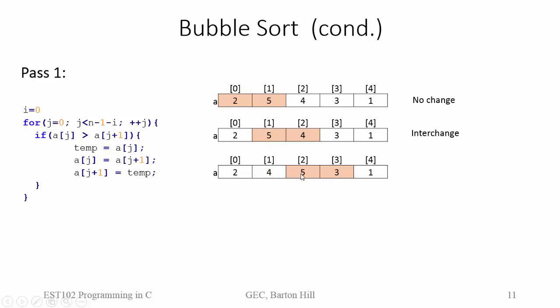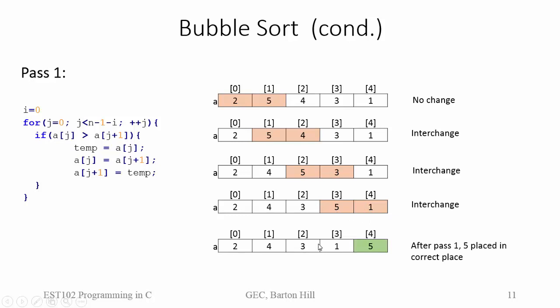Next, the next two adjacent elements are compared, so we compare a of 2 and a of 3. Here also a of 2 is greater than a of 3, so there will be an interchange. So 5 will come here and 3 will come here. Now the next two elements are compared. Here 5 and 1 are compared, 5 is greater than 1, so again we interchange these two elements. Finally we get these values.